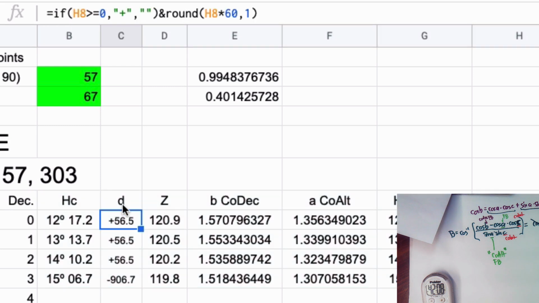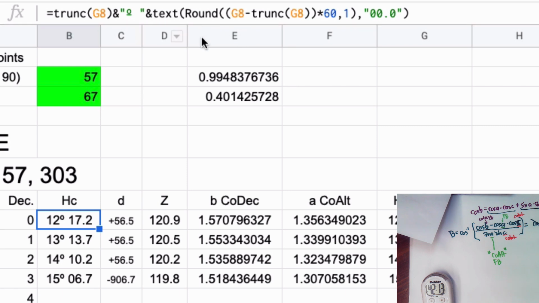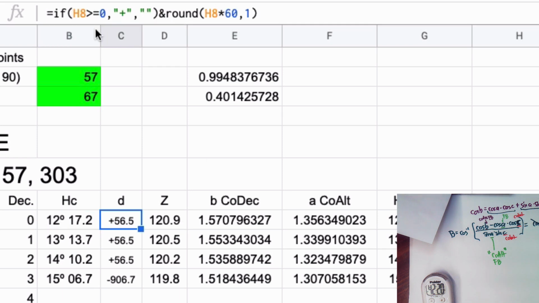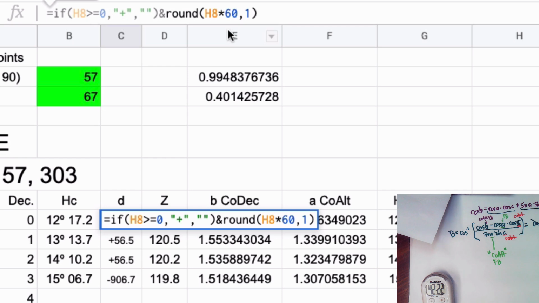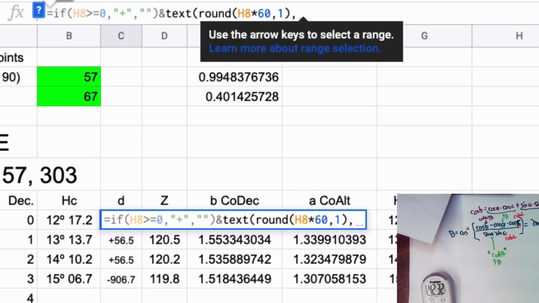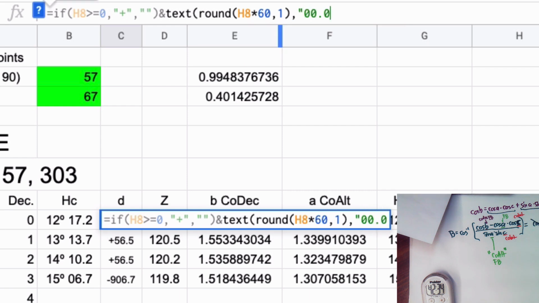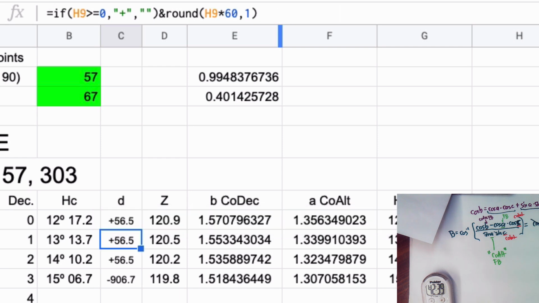All right, so little d, it turns out I do need to do that same thing about that text tool, because the D is going to possibly have not enough digits. So again, I'm just going to change this value to text formatting. And that's going to use the 00.0 format, so that it's guaranteed to have two digits before the decimal and 1 digit after the decimal.